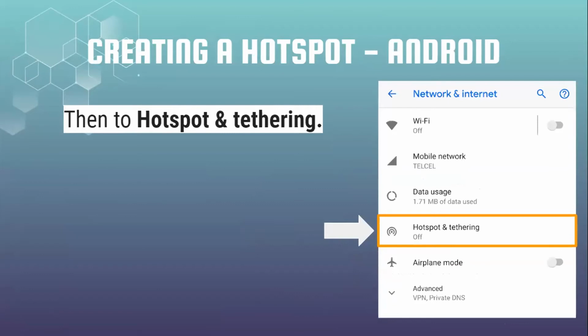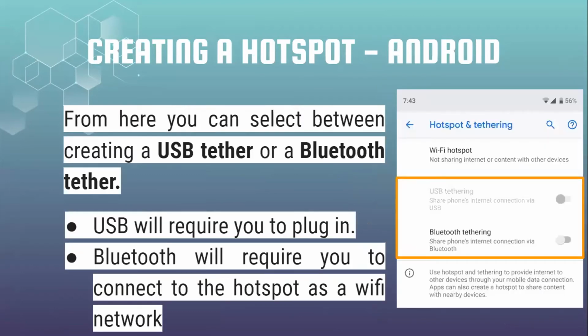Then you will choose Hotspot and Tethering, again indicated on the right in this photo. And from here, you can select between creating a USB tether or a Bluetooth tether. USB will require you to plug in, while Bluetooth will require you to connect to the hotspot as a Wi-Fi network.